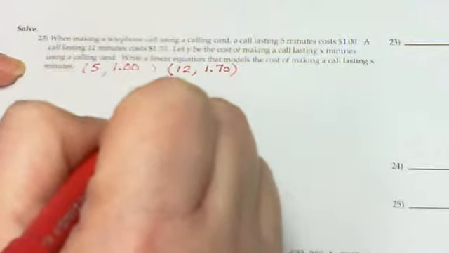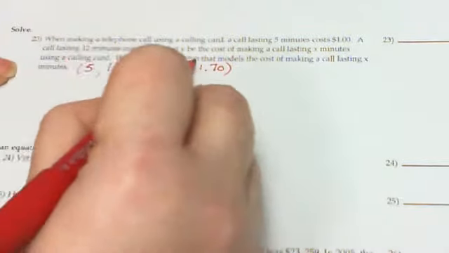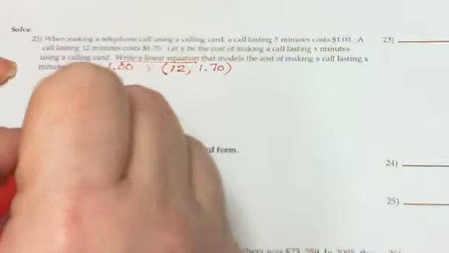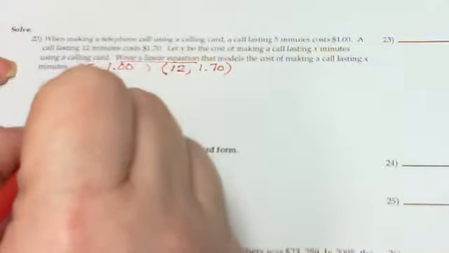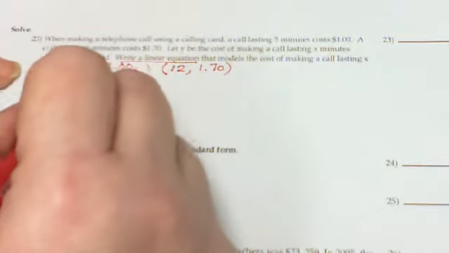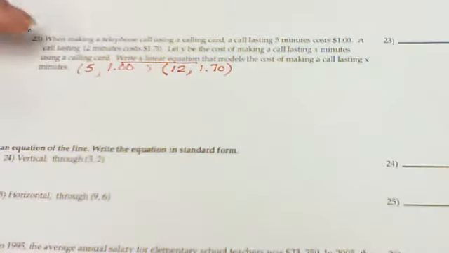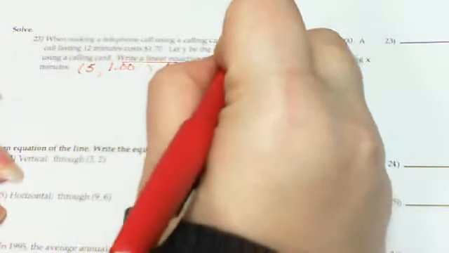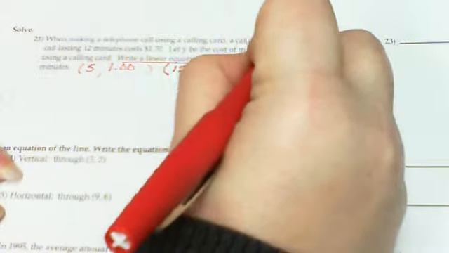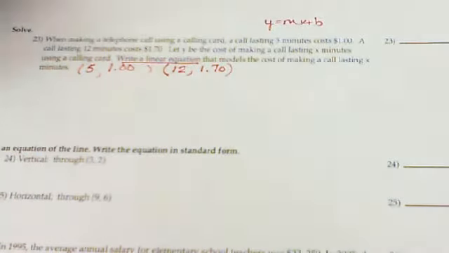They want us to write a linear equation that models the cost of making a call lasting X minutes. So basically they want us to write an equation. Now on this particular problem they didn't say what form, but on the test it does say what form. They want it in slope-intercept form. So you need to keep in your mind already the slope-intercept form is y equals mx plus b. So that's what we're going to look for, but it's not what we can start out with.